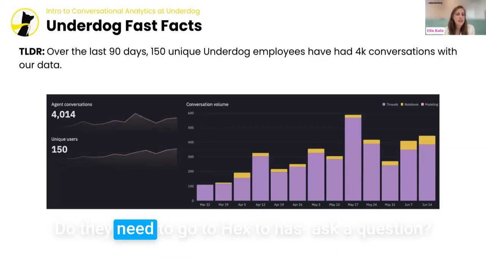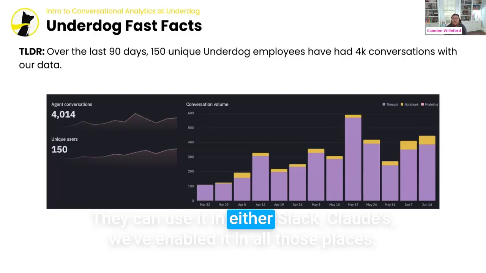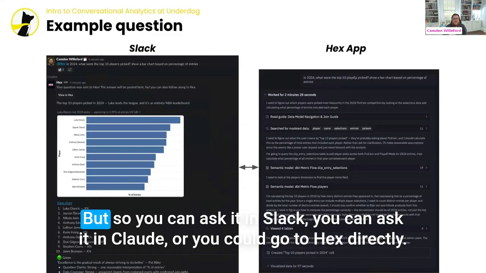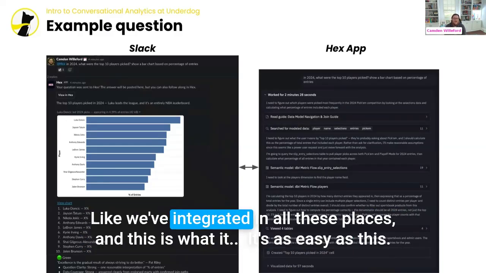So how does it look like? Do they need to go to Hex to ask a question? Yeah, they can use it in either Slack, Claude, so we've enabled it in all those places. And actually, I'll skip ahead to an example instead. But you can ask it in Slack, you can ask it in Claude, or you could go to Hex directly. You could use it in ChatGPT. We've integrated in all these places, and it's as easy as this.